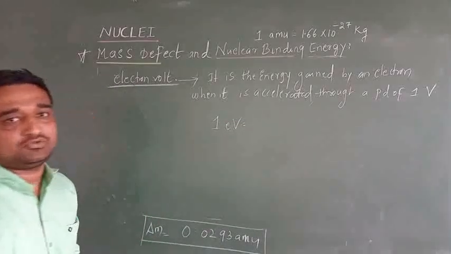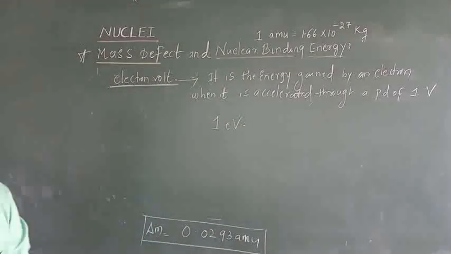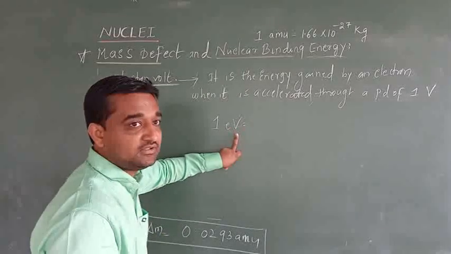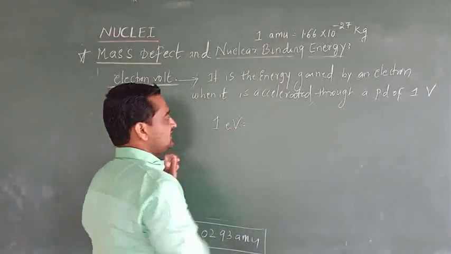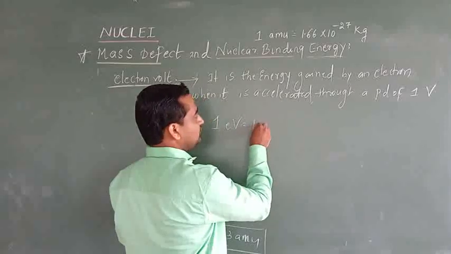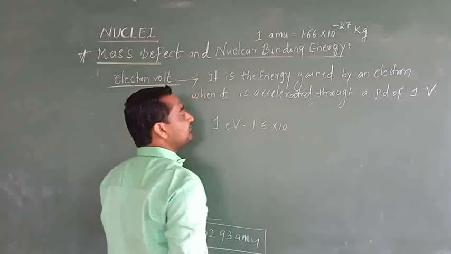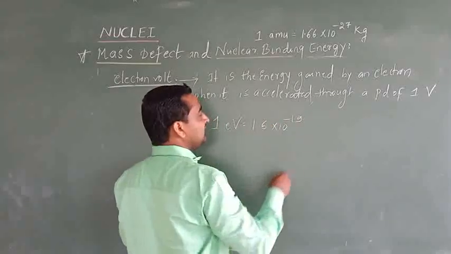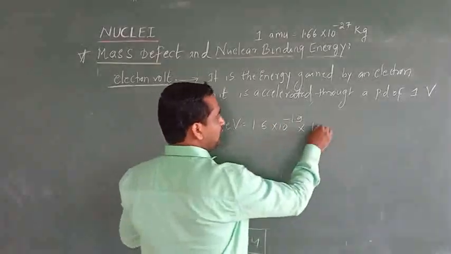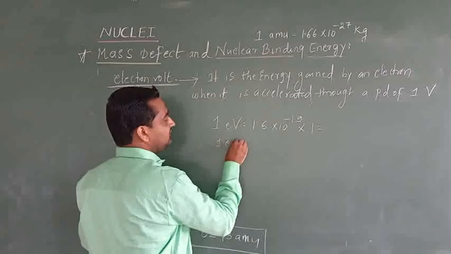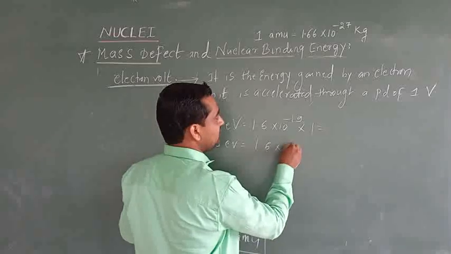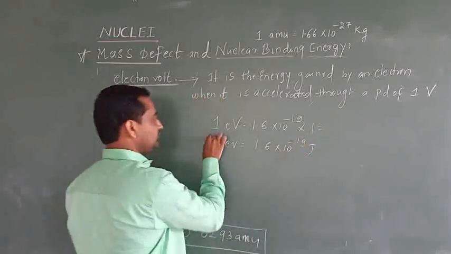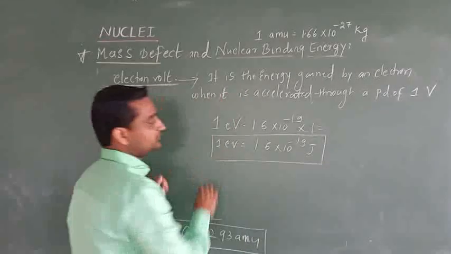Right? 1 electron volt is equal to eV. So what is e here? The charge of the electron, and V is the potential difference. The potential difference is 1 volt and e is the charge of the electron, which is 1.6 into 10 to the power minus 19. So 1 electron volt in terms of joule is 1.6 into 10 to the power minus 19 joule.